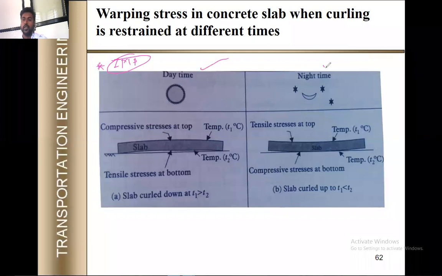During daytime and during night time, how are the stresses developed at the top fiber and bottom fiber? During daytime, the compression stresses will be at the top and the tensile stresses at the bottom. And during night, the tensile stresses are at the top and compressive stresses at the bottom. Everyone, please draw this figure.